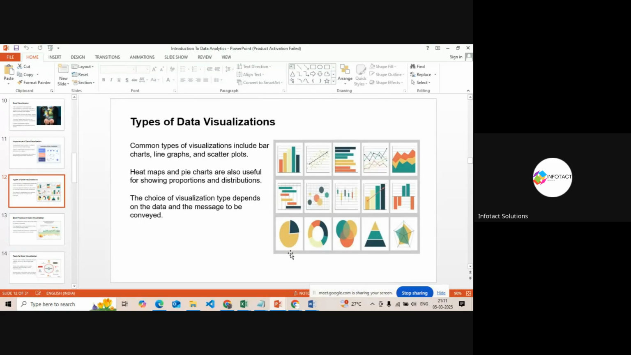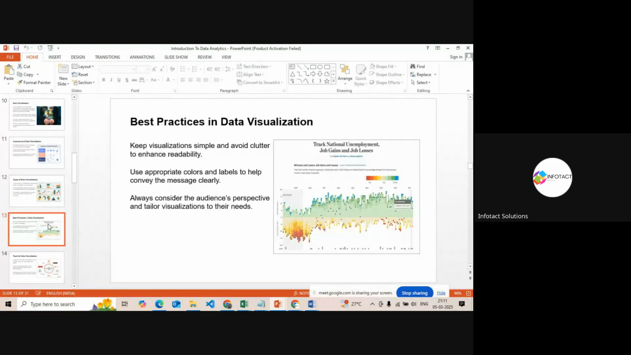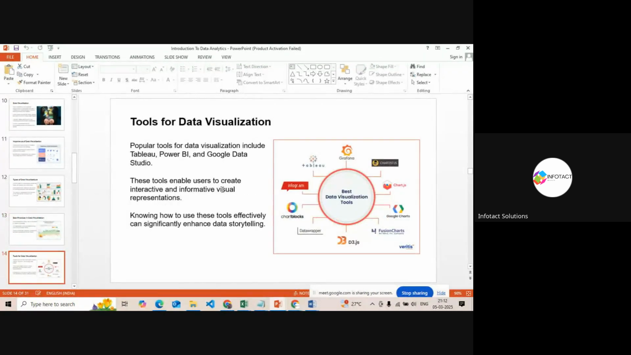Then the best practices for data visualization: keep the visualization simple and avoid clutter to enhance readability. What are the tools for visualization? Tableau, Power BI, all those tools are there.